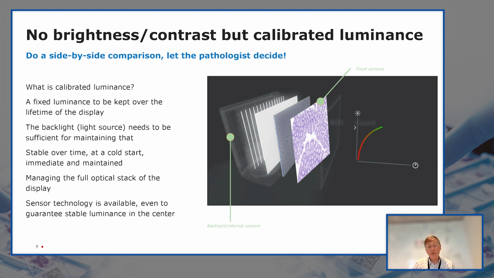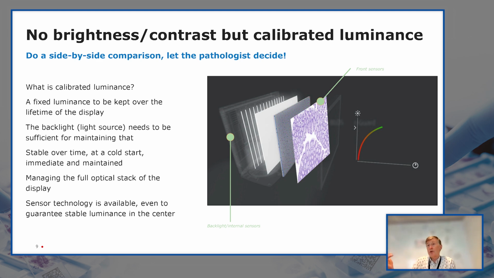And how is that achieved? It's achieved by adding sensors. So there are internal sensors looking to that backlight. There is also an option on some of the displays to have a front sensor. That means this front sensor is actually looking to what the pathologist is also looking at, meaning you walk away from your desk, you get back to your desk, the display pops up automatically, and it will immediately maintain the luminance that it was calibrated to.